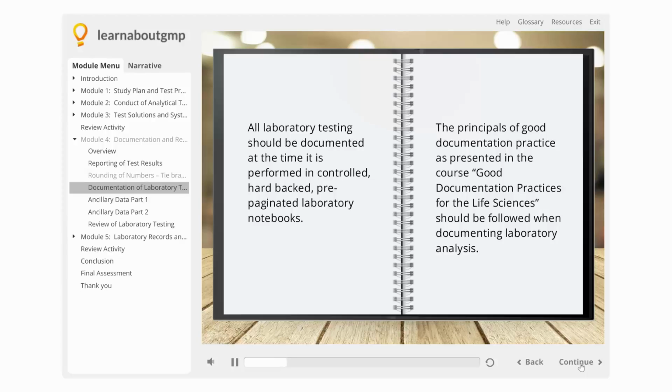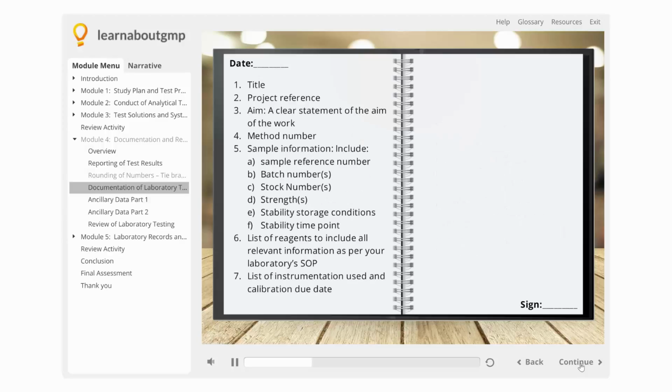Each notebook page should contain the date the work started and the signature of the person performing the work and the date when the work was complete. The specific information to be included while writing up laboratory work will vary slightly between laboratories depending on their respective quality management systems, but generally will include the following. 1. Title. 2. Project reference. 3. Aim. A clear statement of the aim of the work.